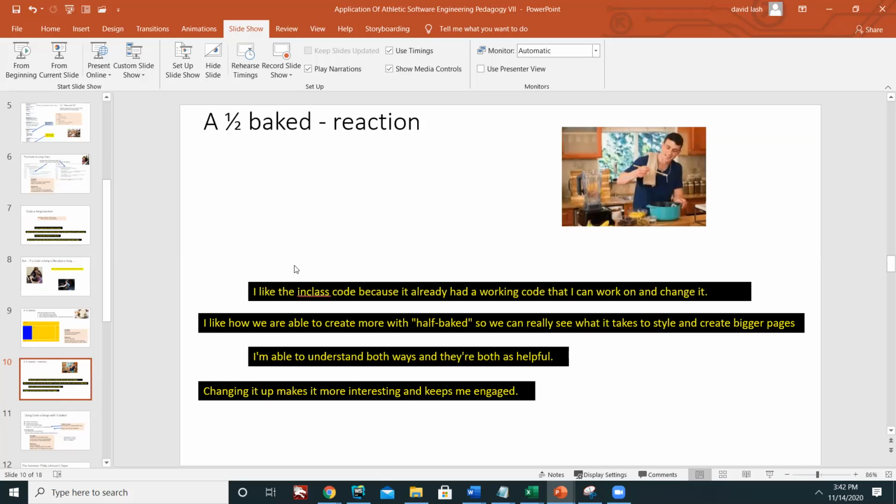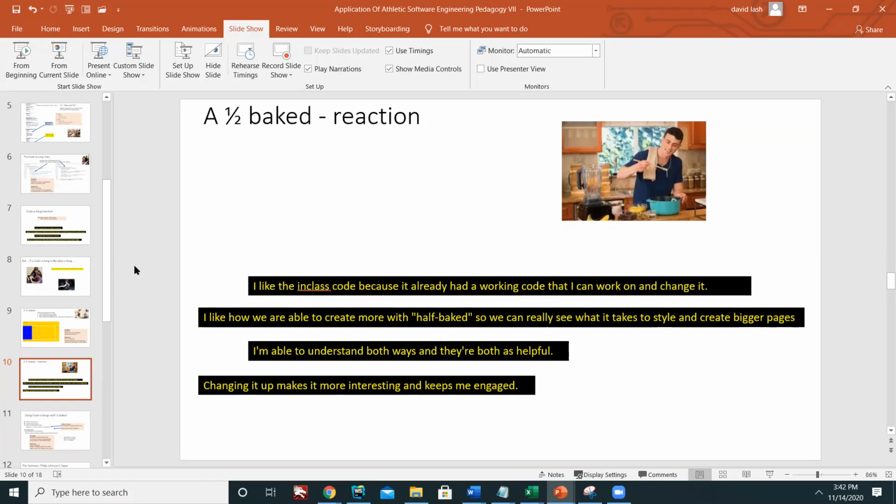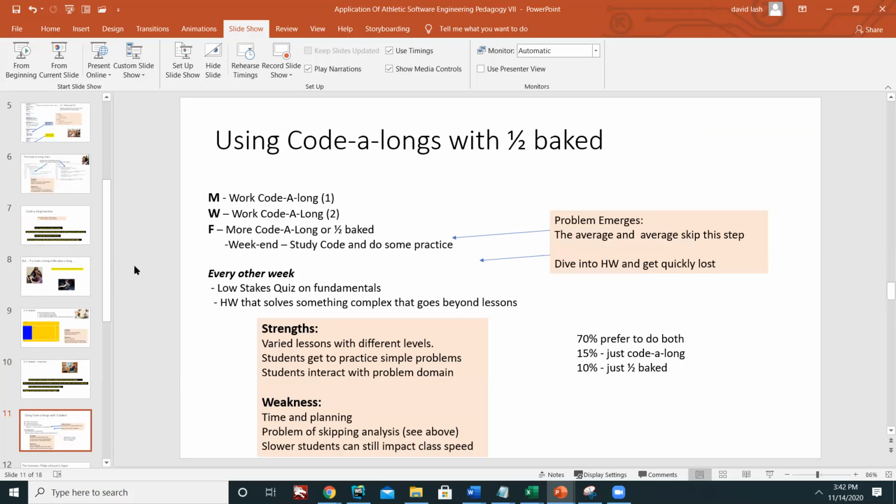It helps them get more out of the class. It helps them try to apply things individually. It helps them to create bigger things, try to synthesize material. And the comments have been very strong on the half-baked. I survey them like 3 times a year as I go through these things. So I get a lot of feedback.